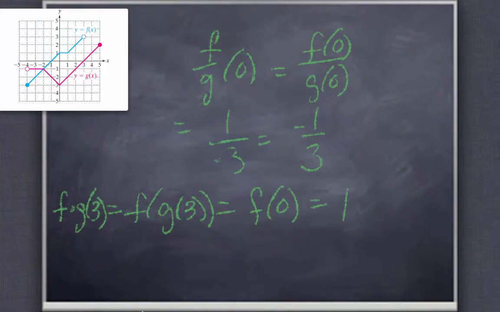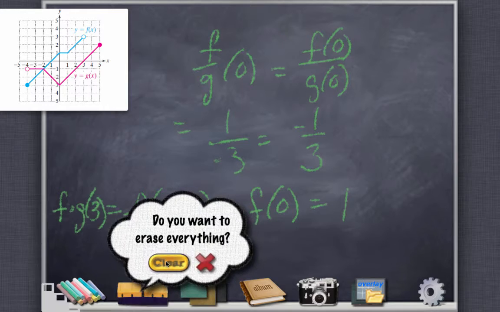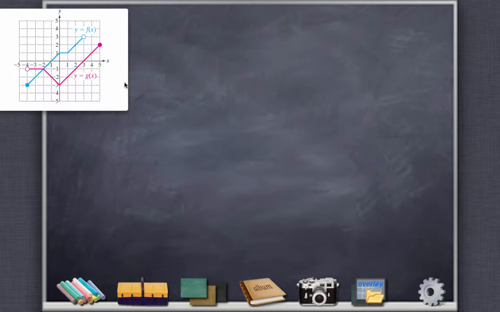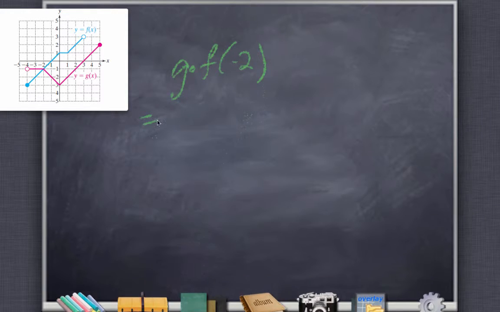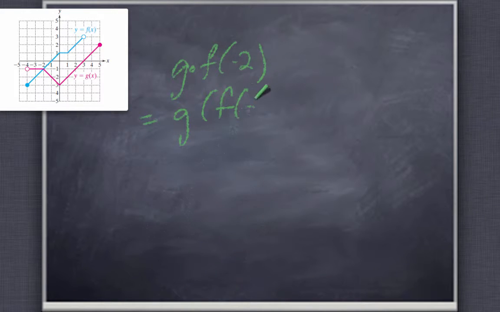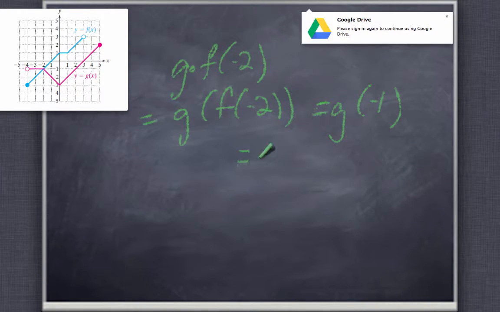G of f of negative 2. So negative 2. Go down to f, the blue one, so that's negative 1. We'll go to negative 1 and go down to the pink one. That's negative 2.